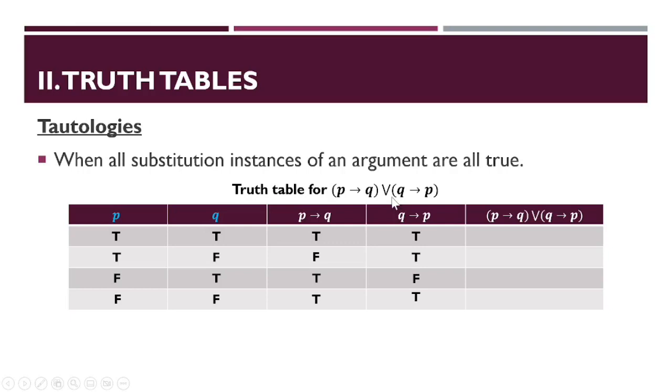Now for the combination using or. True or true, they are both true, that is true. False or true, there is one true, so you can choose true. True or false, you can choose true. And both of them are true, we have true. As we can see, they are all true. That means all substitution instances of this argument are true. This is a tautology.